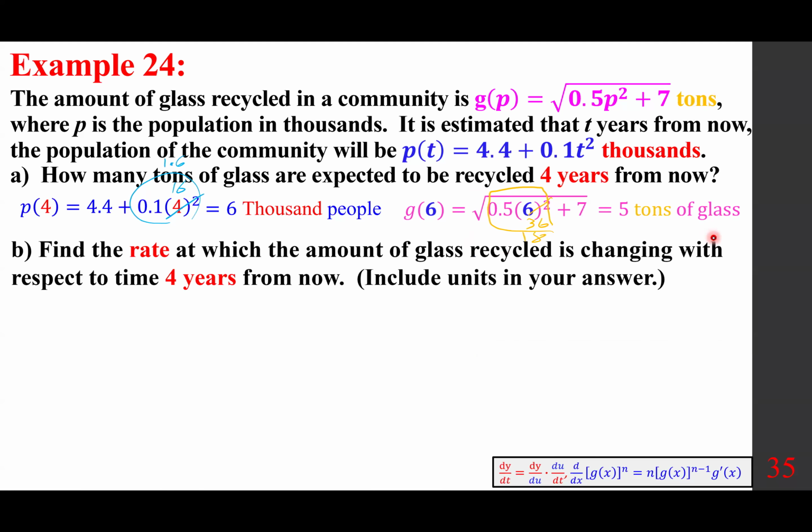Find the rate at which the amount of glass recycled is changing with respect to time 4 years from now. Even if they don't mention that, you have to put the units always, in any application. So what do they mean by that? They mean dg/dt. So the amount of glass, rate means differentiation, glass dg with respect to time dt.